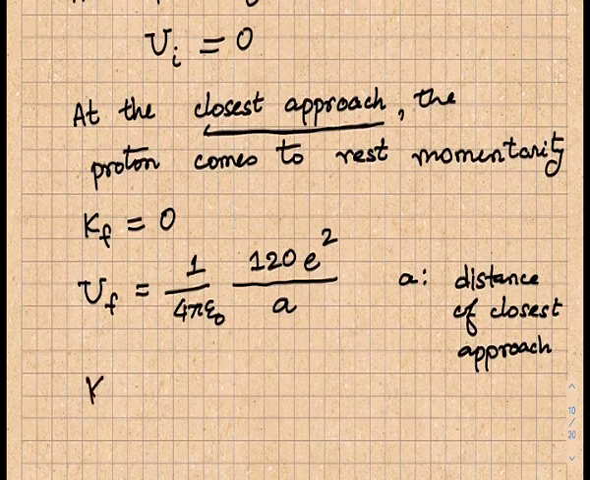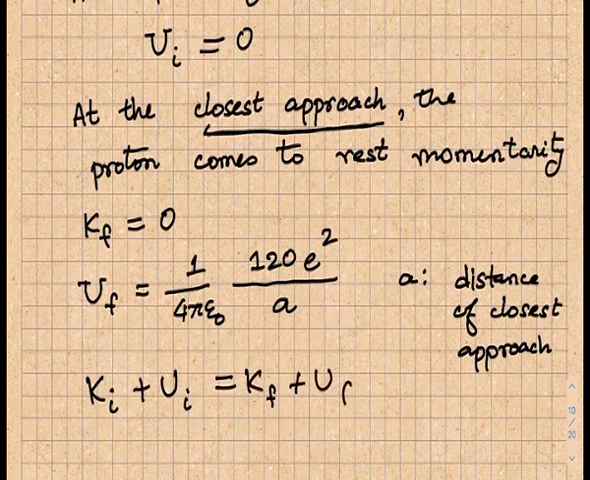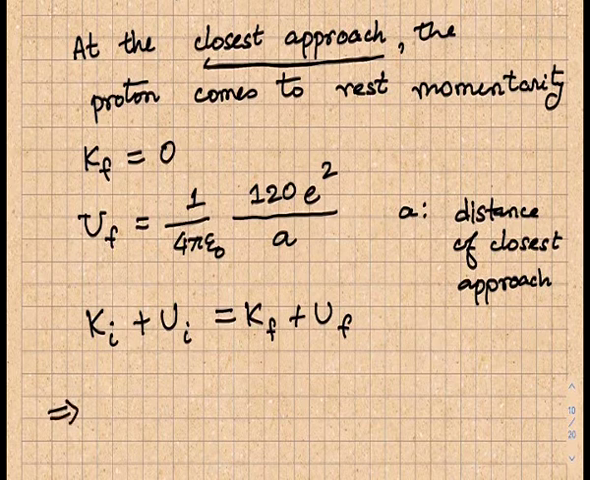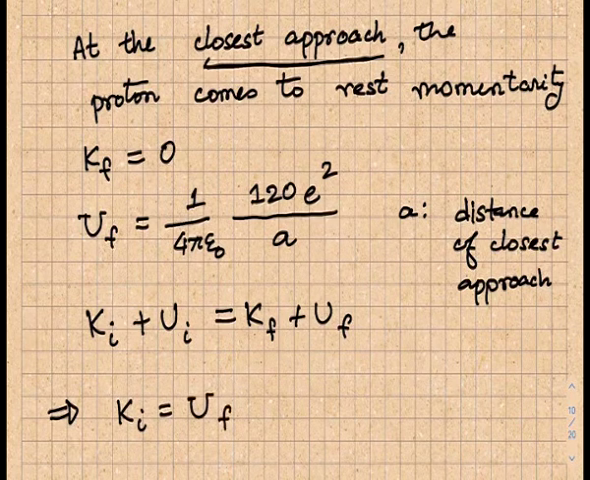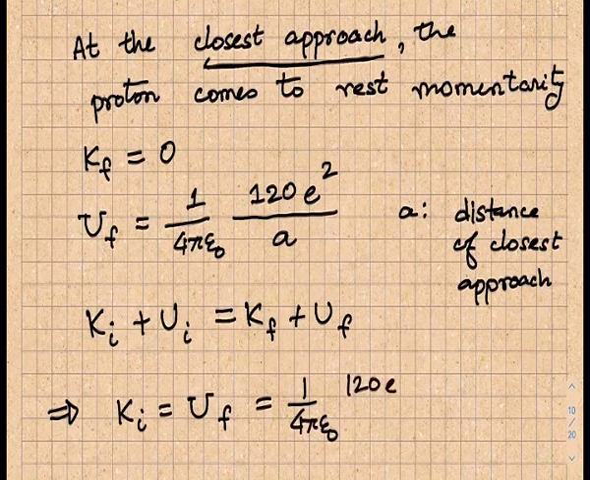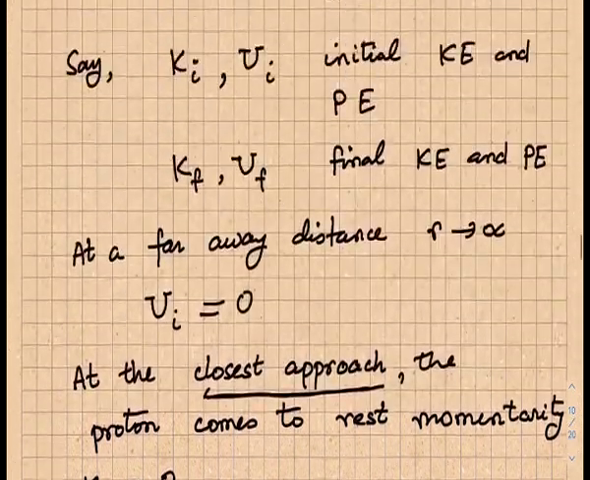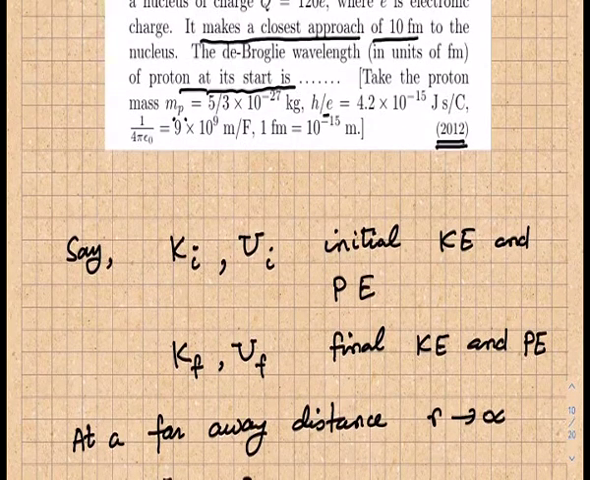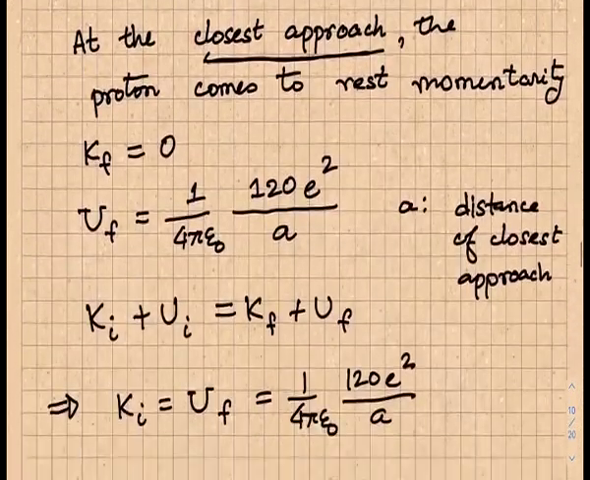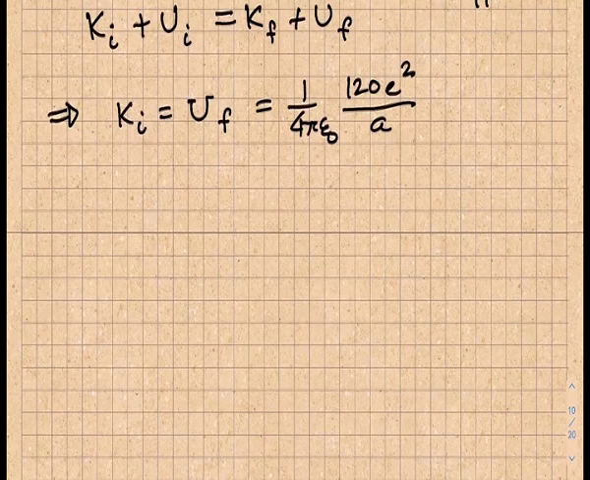Now clearly the total energy is conserved, so Ki plus Ui is equal to Kf plus Uf. Because my Ui is equal to 0, I have Ki equal to Uf, which is 1 by 4 pi epsilon 0, 120 E square by A. Now in this problem you are asked to find the de Broglie wavelength of the proton at its start.